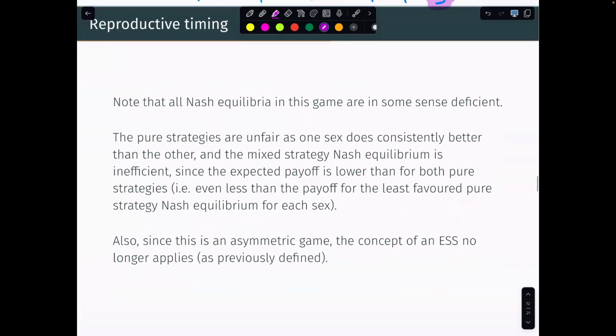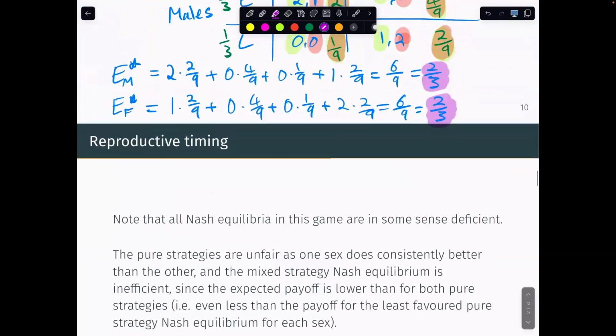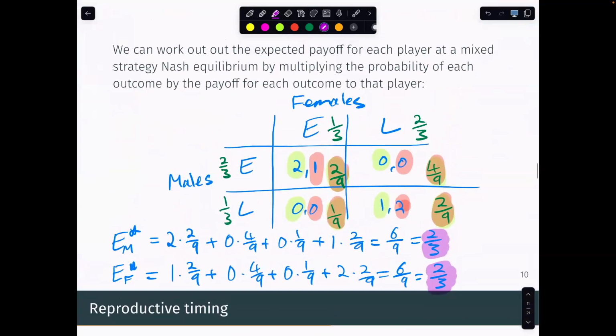Okay, so there's a sense here that all of the Nash equilibria are deficient, in the sense that none of them are particularly satisfying. If they always choose to mate in the early season, both males and females, then females are not getting what they want. If they always choose to mate in the late season, then males are not getting what they want. But if they compromise, then their actual average payoff goes down, for both of them.